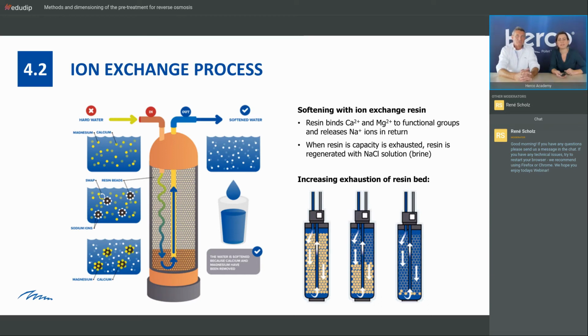When the resin fills up, you see the increasing exhaustion here. First, the resin is yellow, that's the new resin, let's say. Then it gets depleted, and at some point you have a breakthrough and there's no free resin left. And then you need to regenerate your softener.